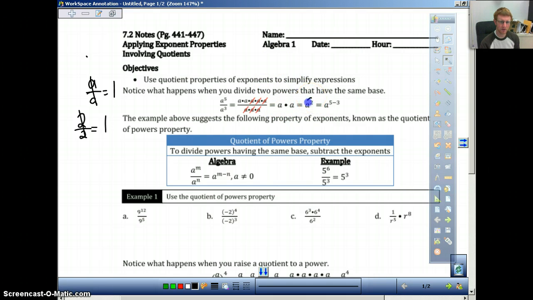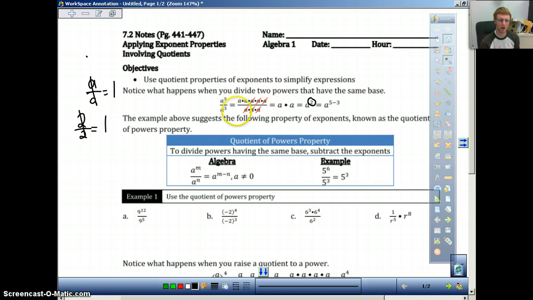But notice this exponent is the same thing you get when you just take 5 and subtract 3. So the property here is that we're subtracting our exponents, not multiplying, not adding or anything like that. It's subtracting. Again, it's okay if you remember that property, don't get me wrong, but I want you to understand why it works. And it's because they're all canceling out. That's the reason why it works.